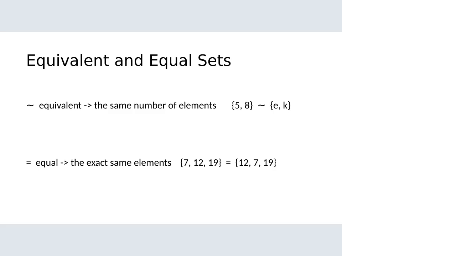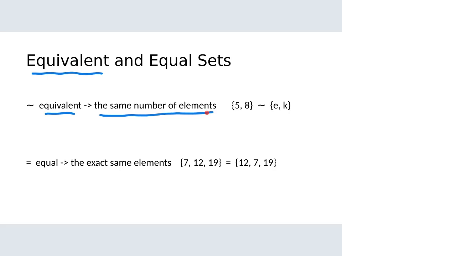Equivalent and equal. 2 more definitions for us. Equivalent. Our symbol for equivalent is a tilde. It's at the very top left of your keyboard there, next to the number 1. That's a tilde, and mathematically that means equivalent. The definition of equivalent is that the sets have the same number of elements. So 2 sets are considered to be equivalent if they have the same number of elements.